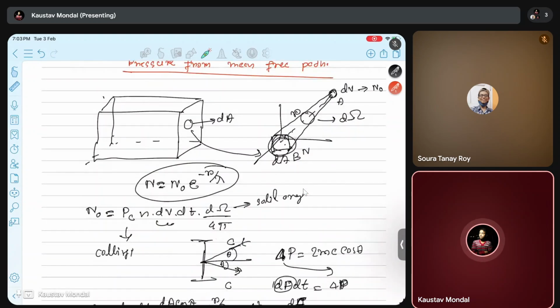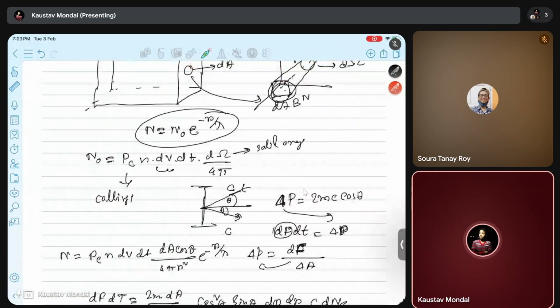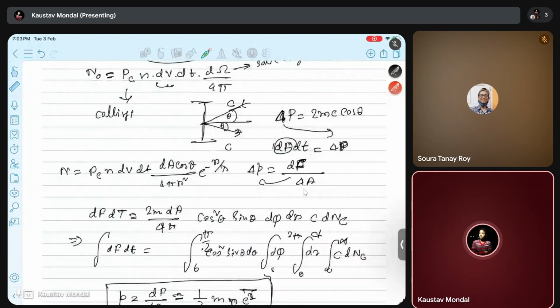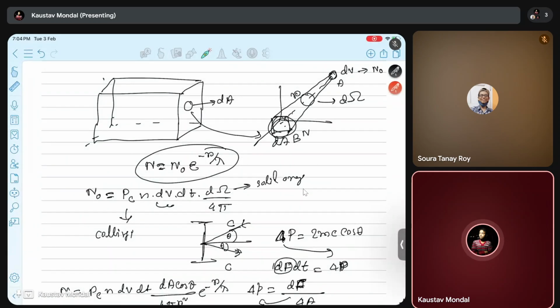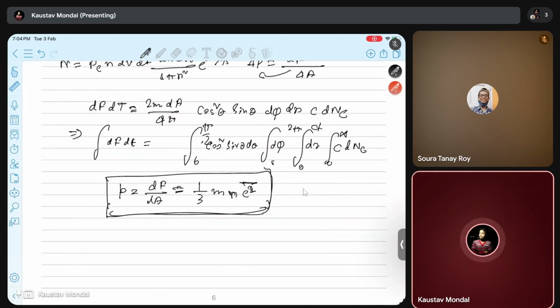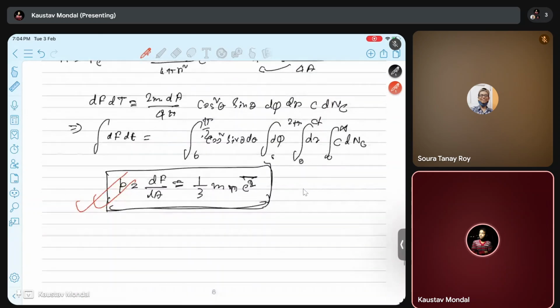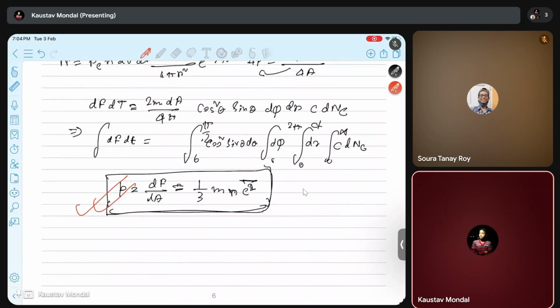Next, we calculate the pressure using the concept of mean free path and kinetic theory. Suppose the gas molecules are confined inside a container. In that case, from the kinetic theory, what is the pressure of the gas? We have calculated that here. This is the expression of the pressure of the gas inside the container. It is basically m n into c square bar.